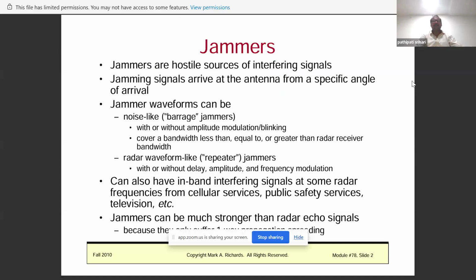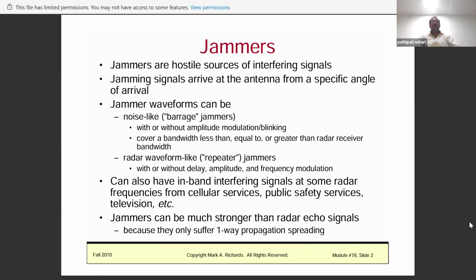Unintentional interference is when some people, for their own purpose, radiate emissions which is unavoidable. Sometimes if it matches the same frequency, you will get caught up with the interference. That is known as unintentional interference. Then the next one is clutter. Clutter is unwanted returns coming from the vicinity of the target. When the target is present at some place, those returns you will also get.